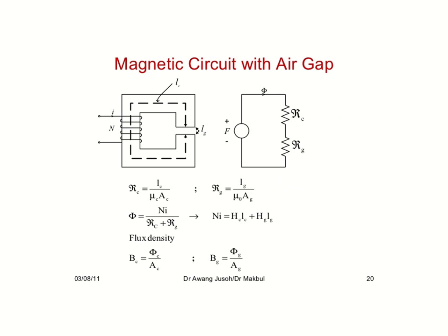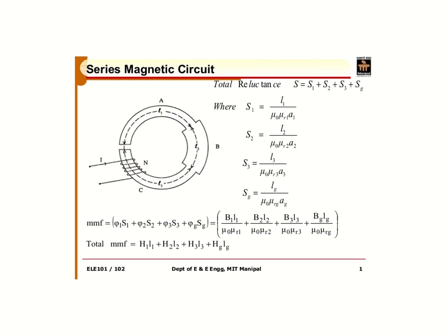Next we can see, in a ring circuit, what will be the flux density or total MMF in a series ring magnetic circuit. Here total reluctance will be, there will be 4 paths: L1, L2, L3 and L gap, LG. So total reluctance will be S1 plus S2 plus S3 plus SG. What is S1? L1 by mu 0 mu r A1, S2 is L2 by mu 0 mu r A2, S3 is L3 by mu 0 mu r A3, and SG is LG by mu 0 mu rg into AG.